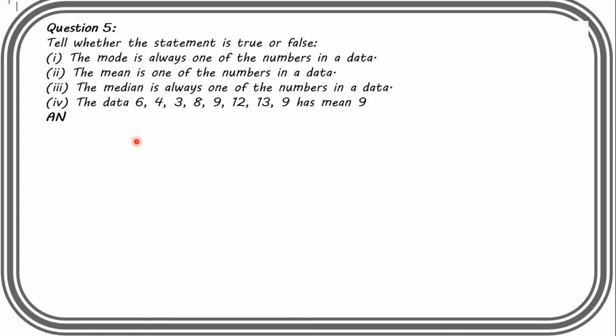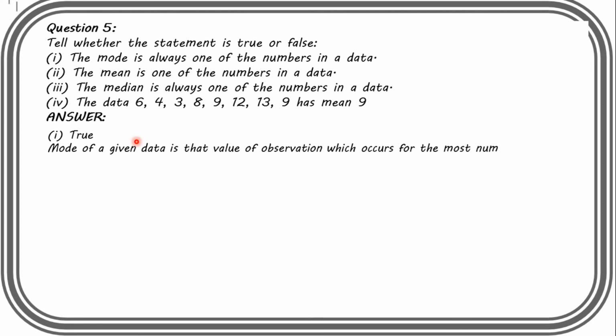Okay, now the last, here we need to state whether the following statements are true or false. The mode is always one of the numbers in a data. Yes or no? Yes, because we are finding the mode from the data. The mode of a given data is that value of observation which occurs the most number of times. Therefore, it is one of the observations given in the data.